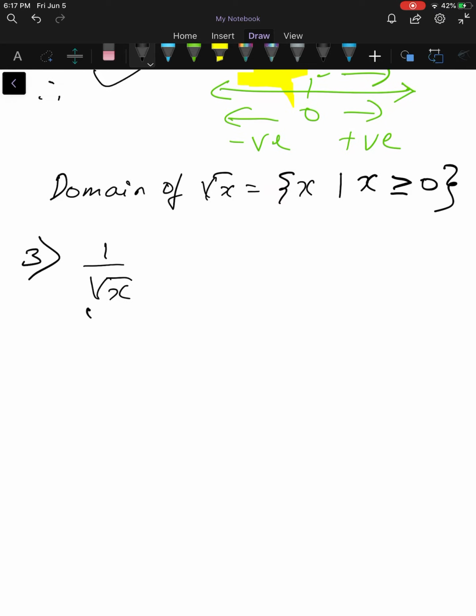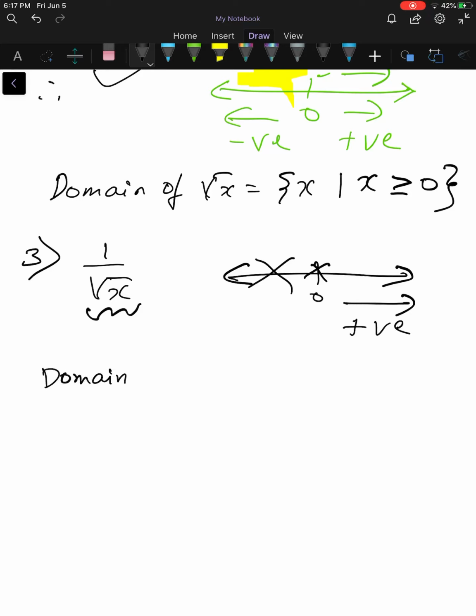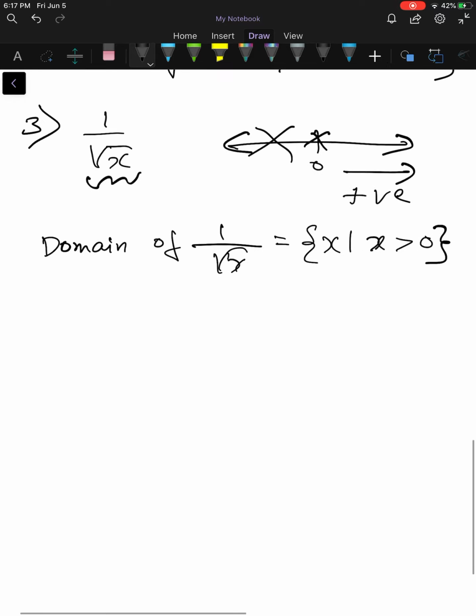And square root of 0 is 0. That means there is a chance of the denominator becoming 0, which is not defined when x is 0. So we are eliminating 0 as well as negative numbers from the real line, leaving only positive numbers. So the domain of 1 over root x will be x such that x is always greater than 0.